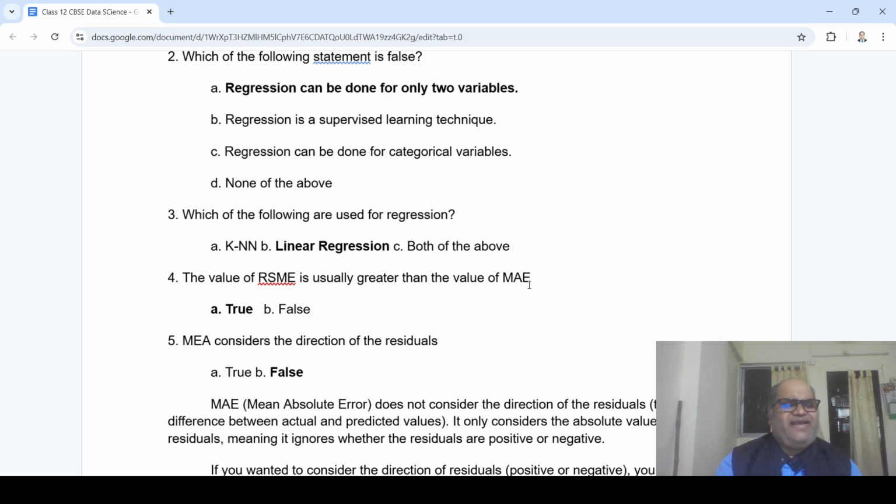Which of the following are used for regression? So K nearest neighbor, we'll actually see more of it in our classification video. Linear regression, yes, right? Not both of them.